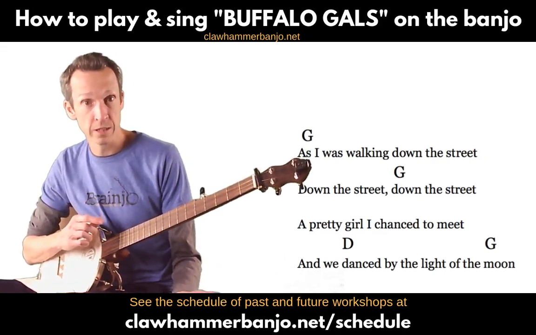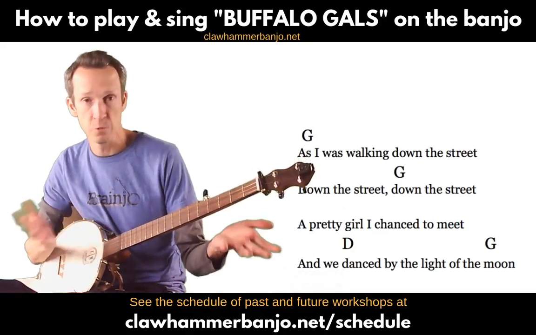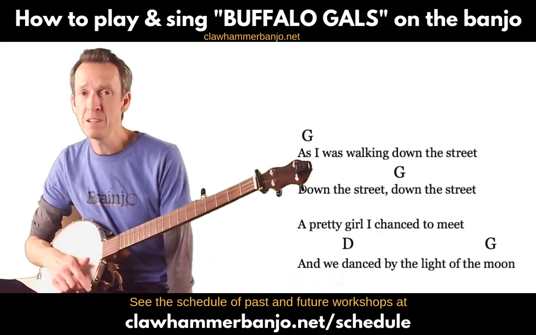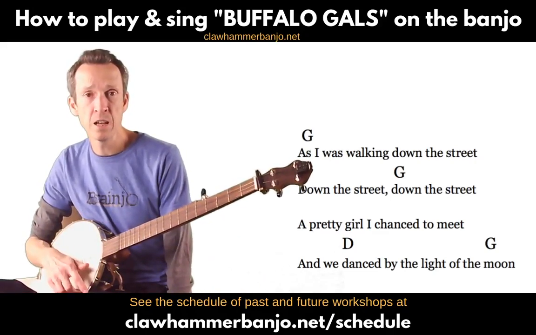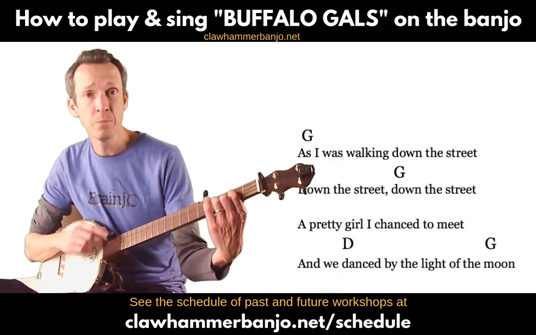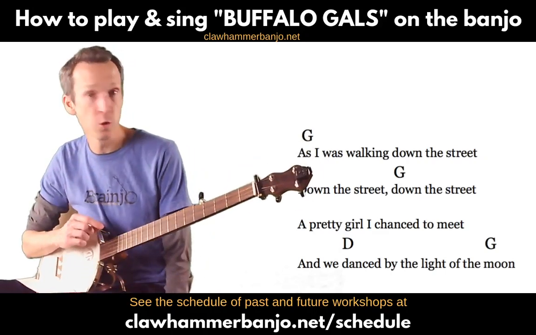So the chorus goes like this, same chord progression. Buffalo Gals, won't you come out tonight? So G, now to the D, come out tonight, back to the G, come out tonight. Buffalo Gals, won't you come out tonight? We, back to the D, dance by the light of the moon. And back to the open G. Okay? So that's the chord progression.